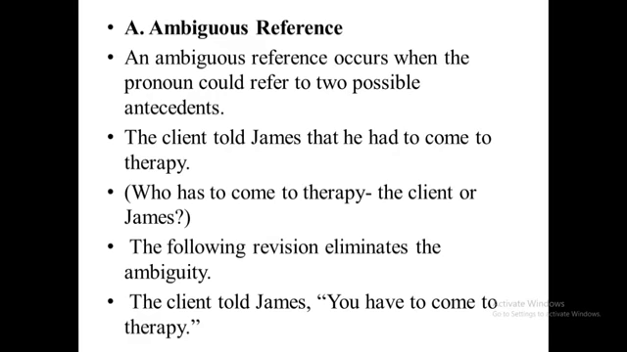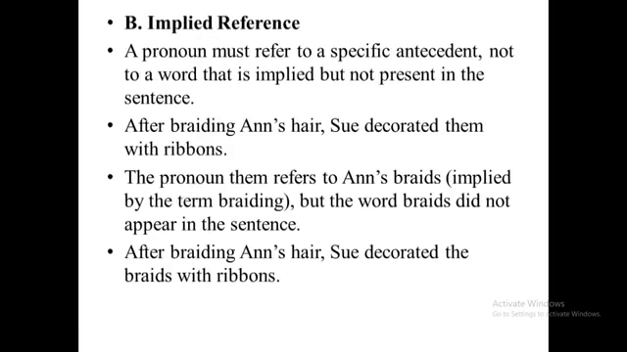Number one is ambiguous reference. Number two is implied reference. A pronoun must refer to a specific antecedent, not to a word that is implied but not present in the sentence. After braiding Anne's hair, Sue decorated them with ribbons. Okay, the pronoun them refers to Anne's braids, implied by the term braiding, but the word braids did not appear in the sentence. After braiding Anne's hair, Sue decorated the braids with ribbons.